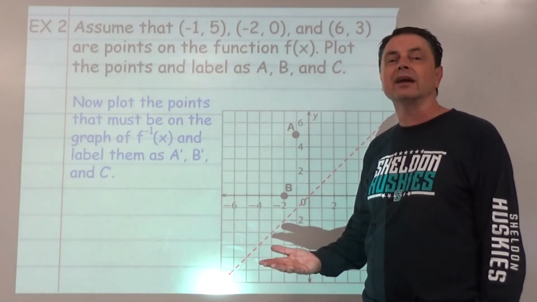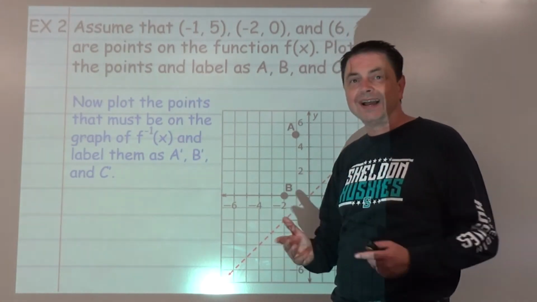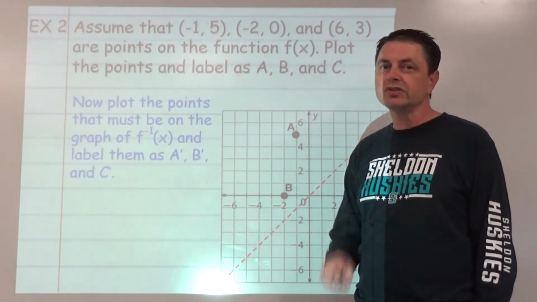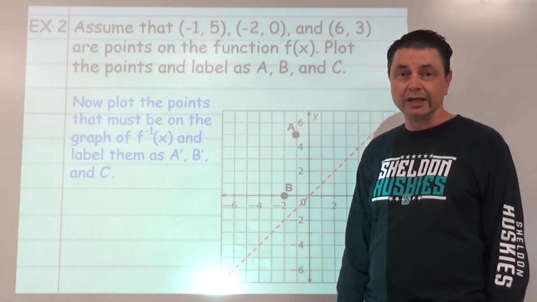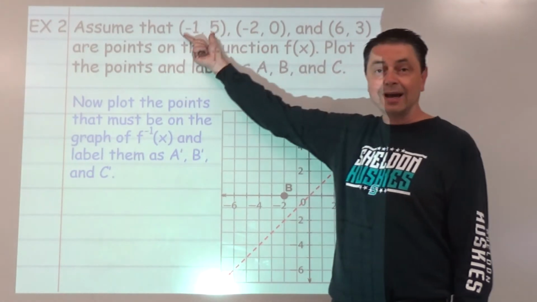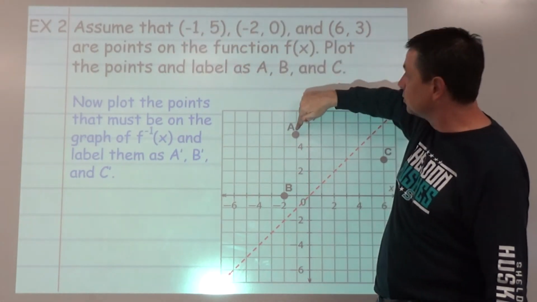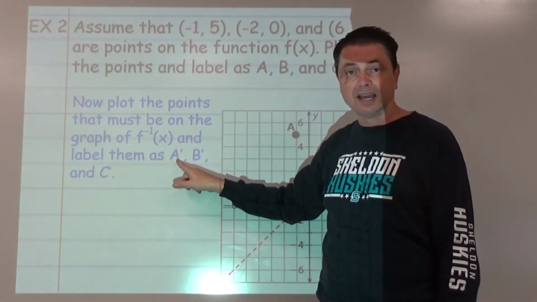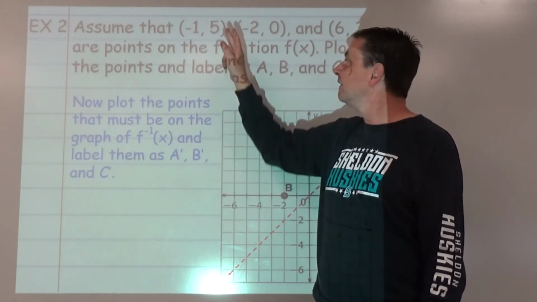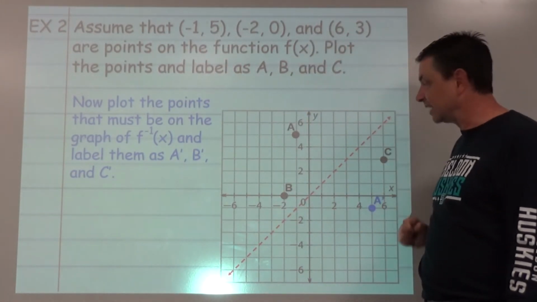Or we could go back to the find-the-inverse process. It was a 4-step process. Remember step 2, it was switch the x and the y. We can do that point by point. So if -1, 5 is point A prime, which would be on the inverse, we just switch the x and the y, 5, -1. That's where A prime is.